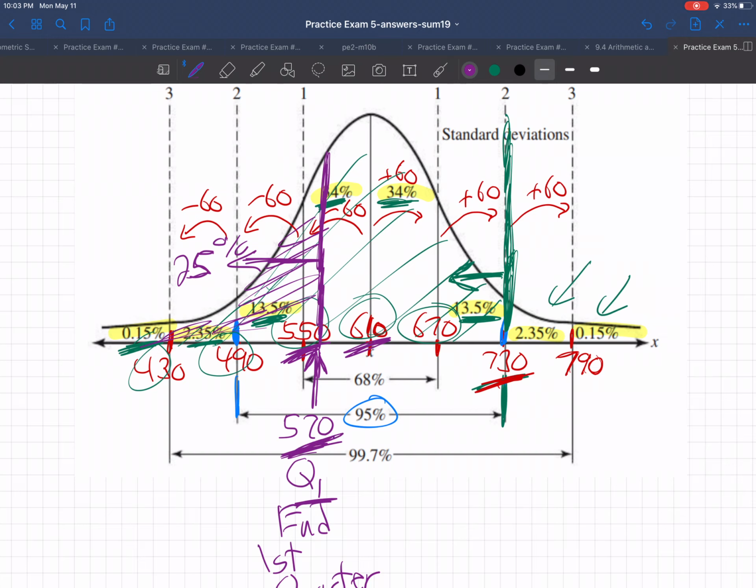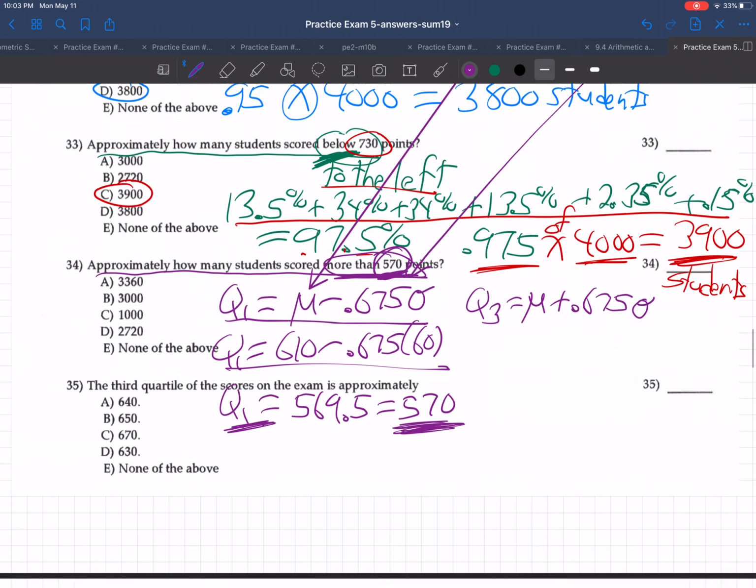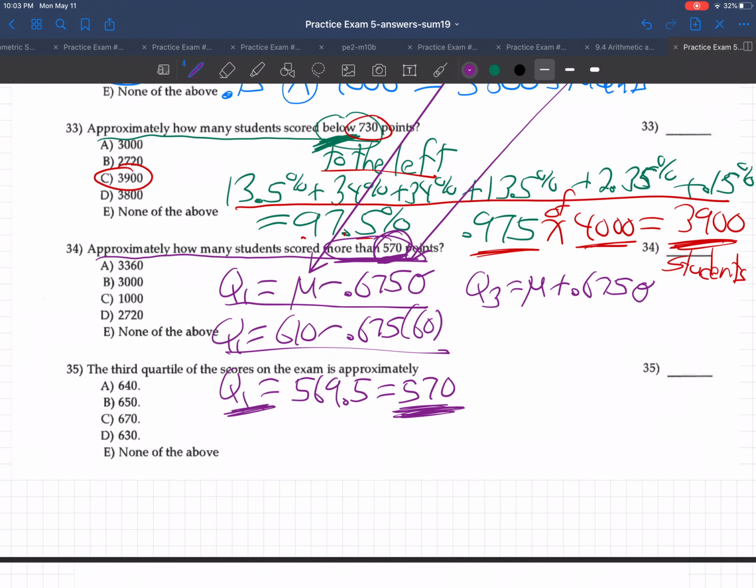So what part got below to the left of 570? 25%, because 570 is the Q1. He's the end of the first quarter. So that's 25% came before him, below him. Below is to the left. Didn't they say below? Oh, no, I better be careful, huh? More than. Better read the words. More than. So what part are more than 570?